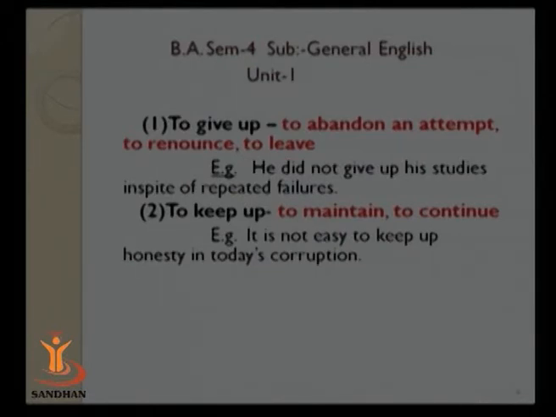We'll understand them. My approach would be bilingual because I know most of you are from vernacular medium. First one is to give up. This is a phrasal verb which means to abandon an attempt, to renounce, to leave.